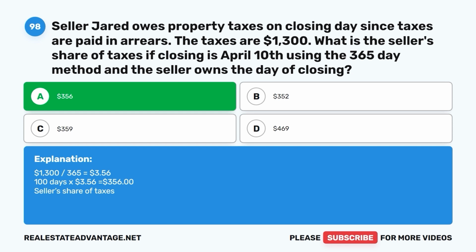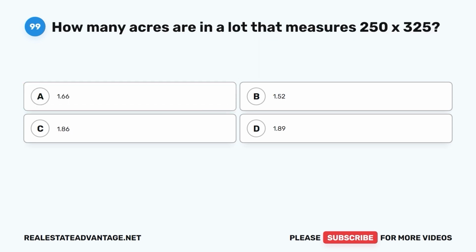$1,300 divided by 365 equals $3.56. 100 days times $3.56 equals $356, the seller's share of taxes.